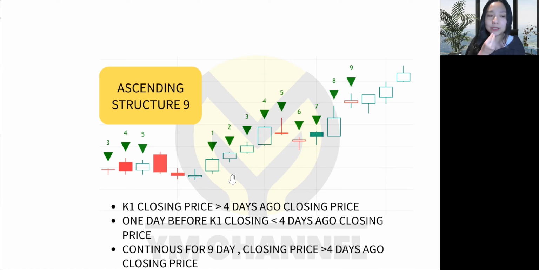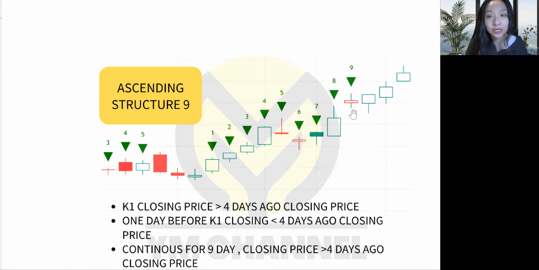It's like when you blow a candle or push a car. It's very strong in the beginning, and then the power goes less and less. So we use 9 candles. Does it make sense to you? Every closing price is higher than 4 days ago, so it continues for 9 candles. This is structure 9, so you can mark 9 candles. The 9th candle is quite important.